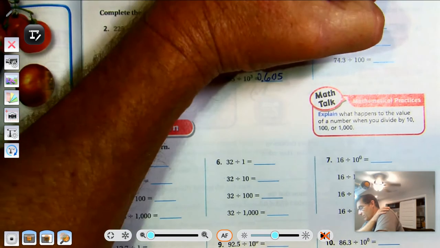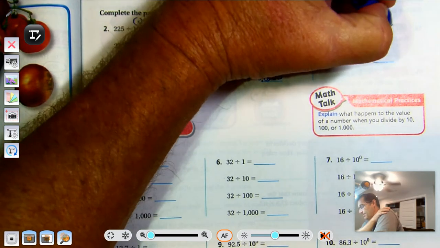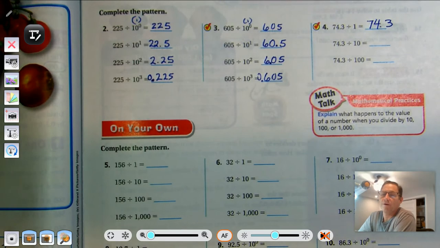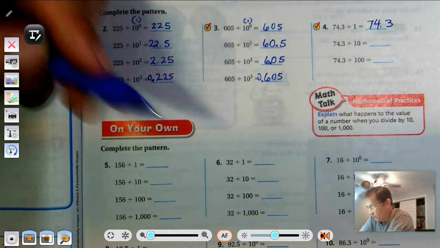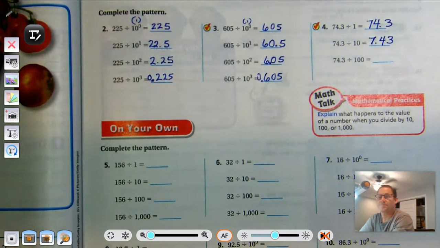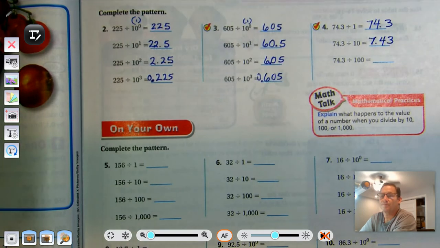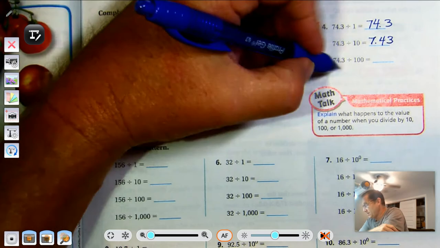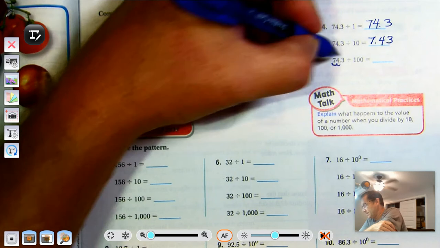74.3 divided by 1 is that number. 74 and 3/10 divided by 10, move the decimal point 1 place to the left. 74 and 3/10 divided by 100, move the decimal point 2 places to the left.